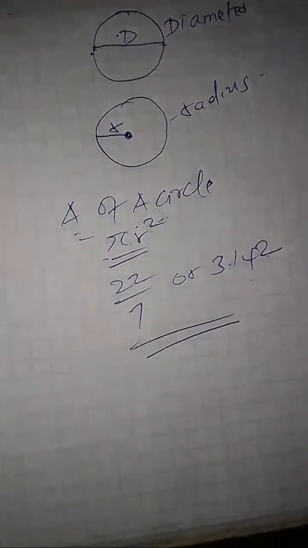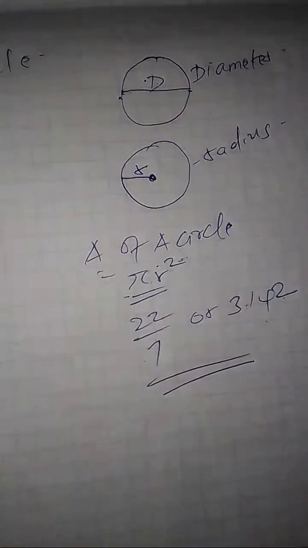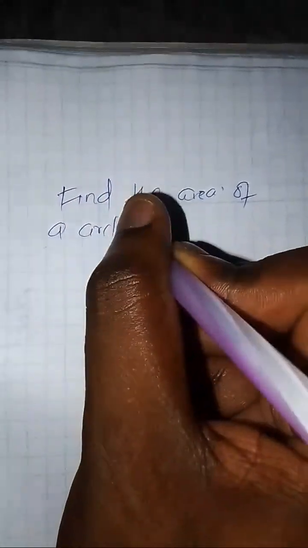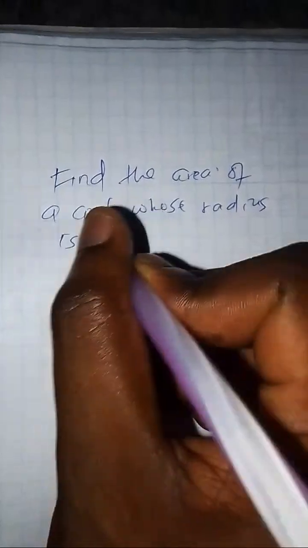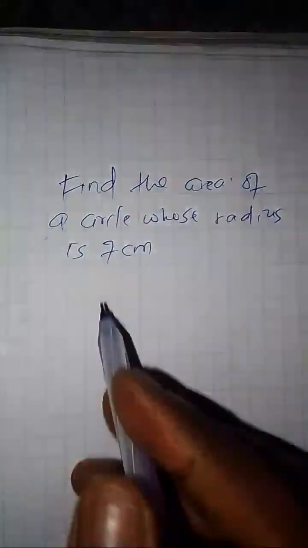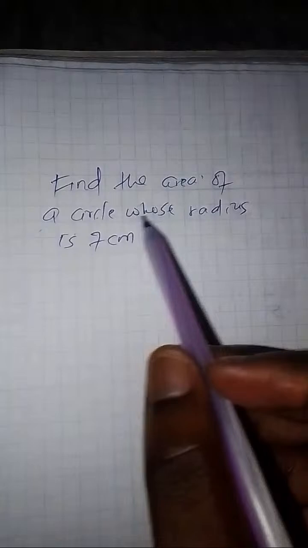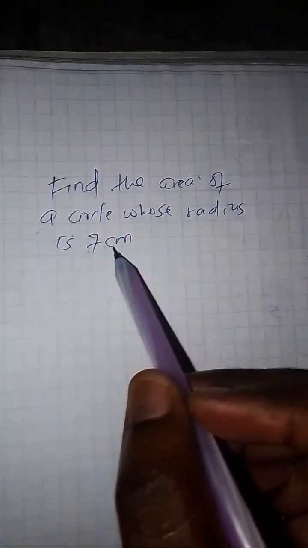If you're asked to calculate the area of a circle, here the question now comes. Find the area of a circle whose radius is 7 centimeters.